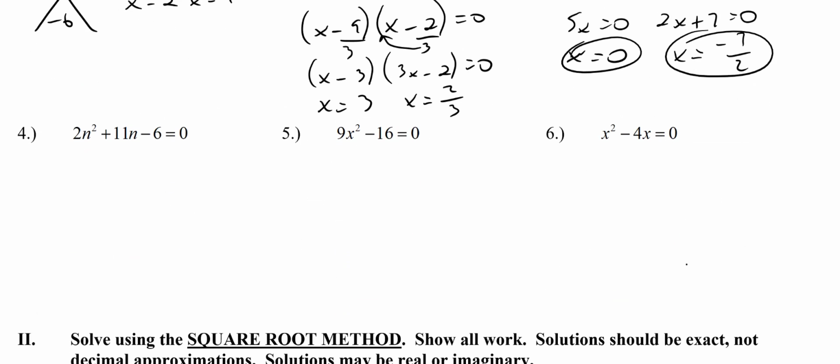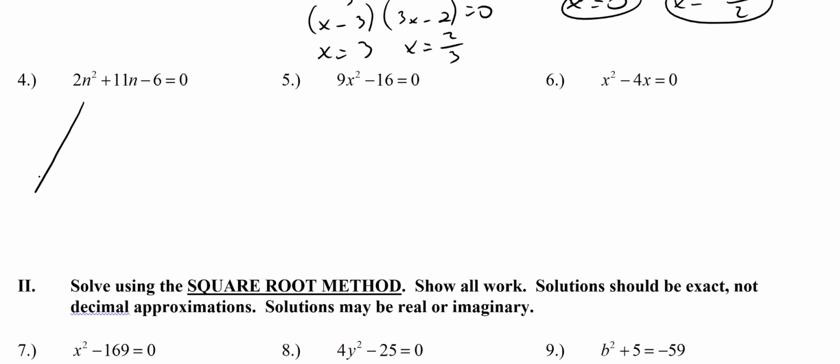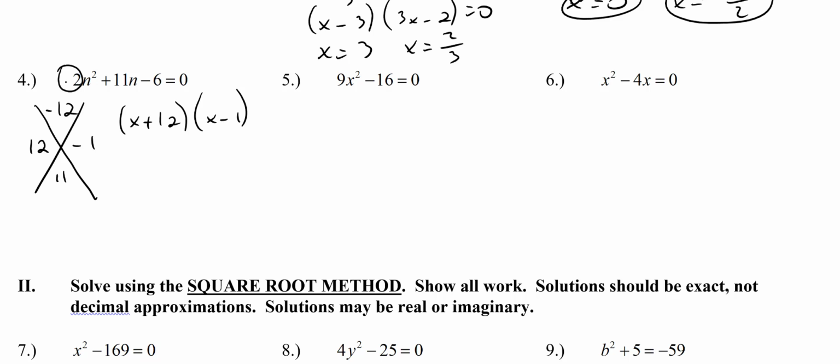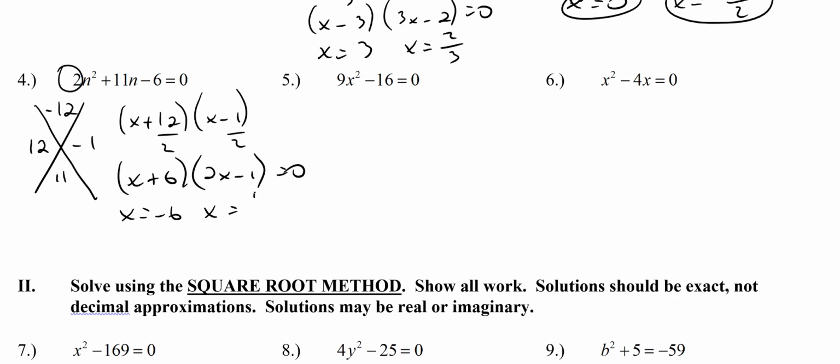Moving on. This is another x method here. This is in the correct order. So it's 2 times -6 is -12, and 11 here. The only one that really works is 12 and -1. 12 times -1 is -12, and 12 minus 1 is 11. So that's good. I'm going to do x plus 12 and x minus 1, and then make sure you divide by that 2. So it's x plus 6, and move the 2 over, so 2x minus 1. You set those equal to 0, so x equals -6, and x equals 1/2.